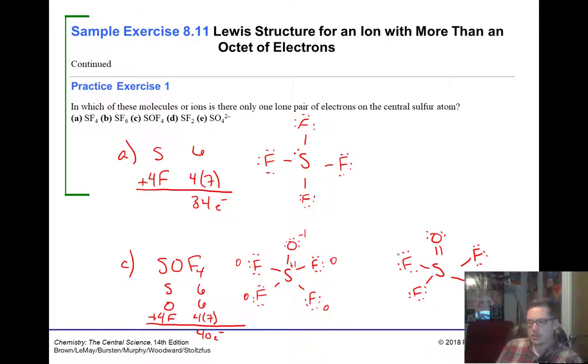So let's figure out the formal charges for these guys. So fluorine has 0, right? There's still 7 and 7, so 7 minus 7 is 0. This oxygen brought 6, and it has 1, 2, 3, 4, 5, 6.